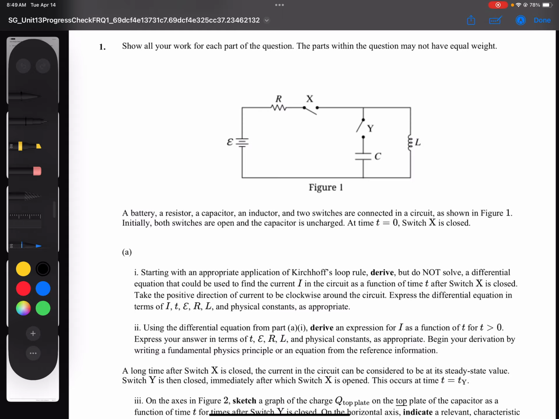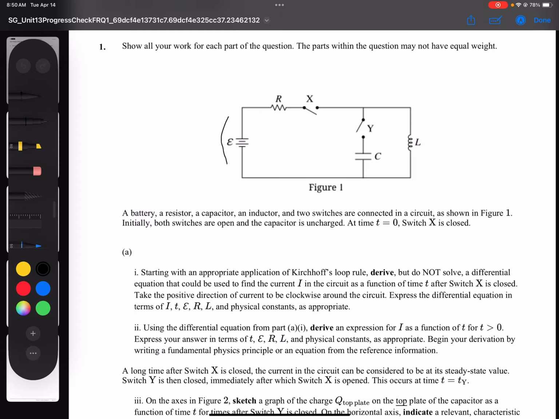So we covered it in class, but I want to clarify where the minus sign comes from for the exponential equation, right? When we look at the current through the inductor as a function of time. So here we're going to close switch X at time equals 0, and then we have just the battery, the resistor, and the inductor. Switch Y is going to remain open. All right, so what we need to do is we need to set up our differential equation.